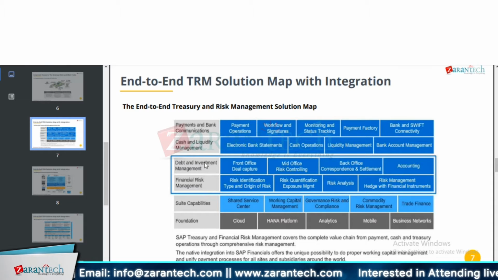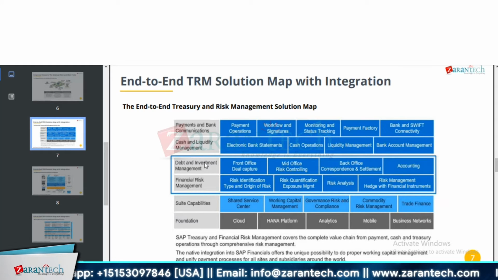Now moving to the actual TRM solution map with integration, where we see how the end-to-end treasury and risk management solution works. Here, if you see, these are different process steps, which cover payments and bank communication, cash and liquidity. Then we have a box with debt and investments and financial risk management, which we will be covering in the future sessions. In the upcoming one or two sessions, we'll be covering debt and investment and financial risk management in more detail.